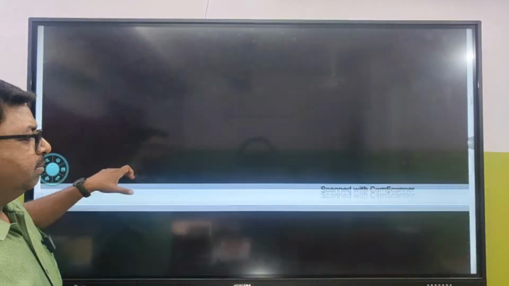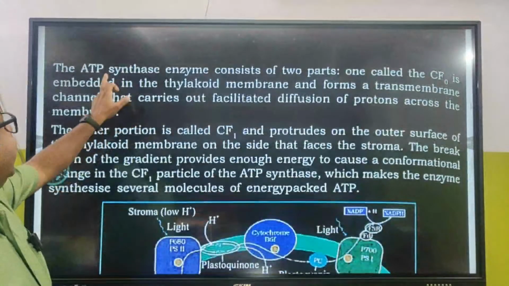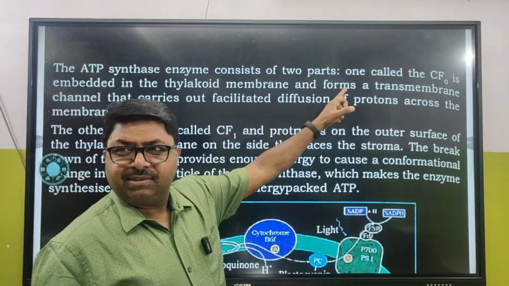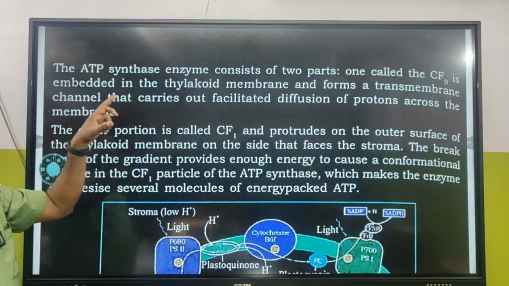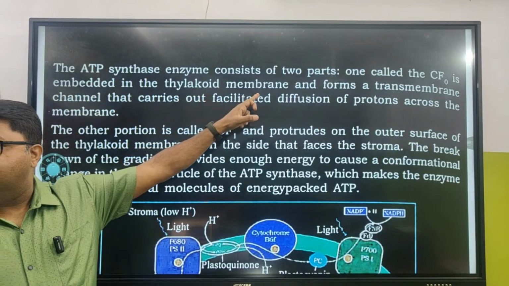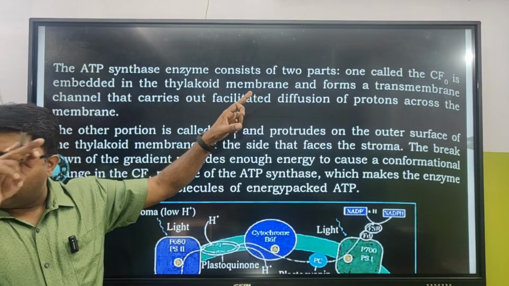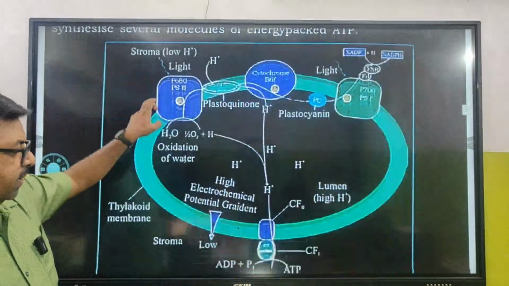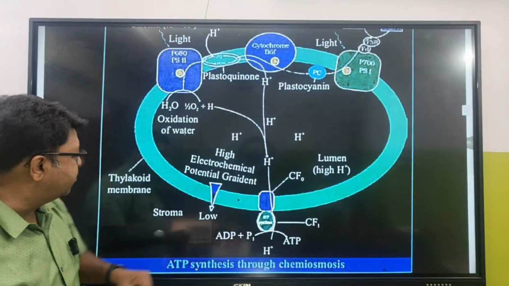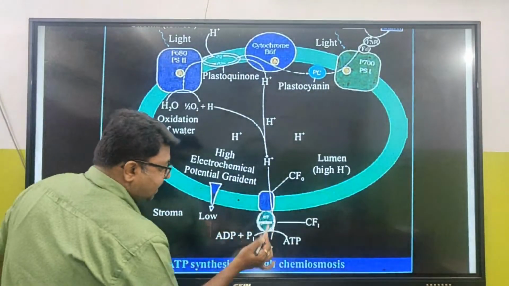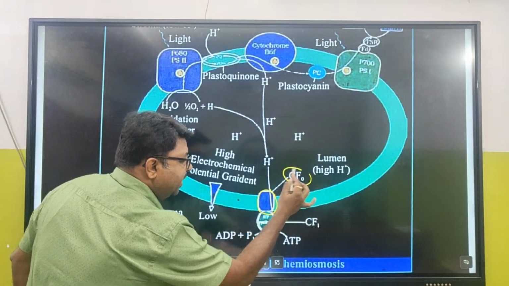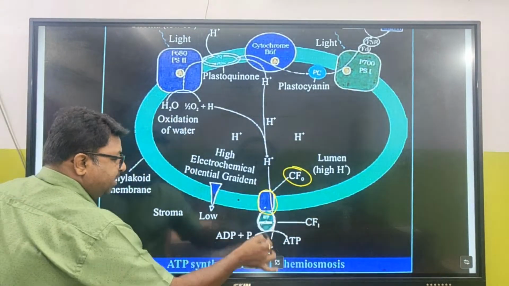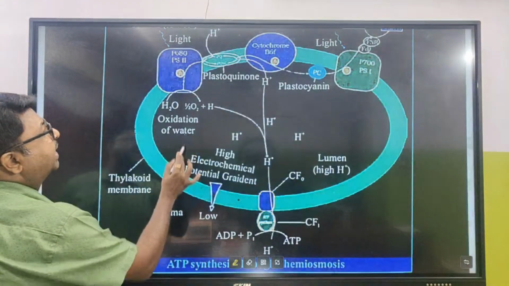ATP synthase activate হয়ে গেলে কি হবে? ATP তৈরি হয়ে যাবে। বুঝলাম, this is all about the ATP synthase enzyme, which consists of two parts. One called the CF0, উপরেরটা, is embedded in the thylakoid membrane. CF0 কোথায় ঢোকানো আছে? In the thylakoid membrane. CF0 is embedded inside the thylakoid membrane and CF1 is outside.